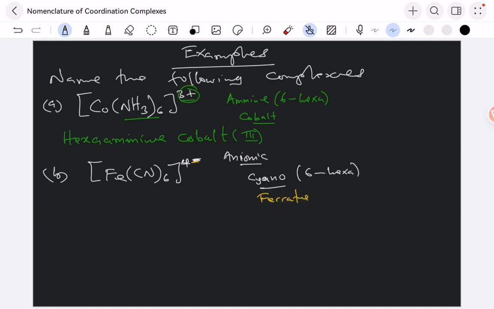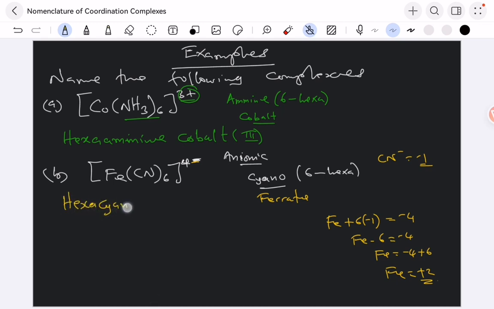Then we have to calculate the oxidation state. So the oxidation state becomes Fe plus 6. Cyano is negative, so the oxidation number is negative. Then the overall charge is negative 4. So this becomes Fe minus 6 equals minus 4, Fe equals minus 4 plus 6. So Fe, the oxidation number, is positive 2. So the name of this will be called hexacyanoferrate(II).